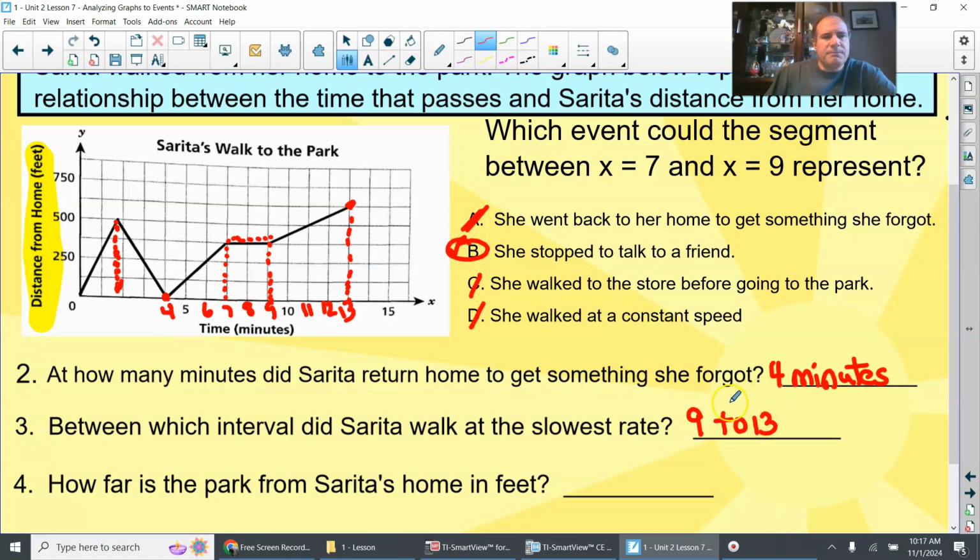How far is the park from Sarita's home in feet? And then I'm just going to go and make a dotted line all the way there. And I'm going to put some numbers in. If this is 250, this line here is 125. If this is 500 and it's going by 125, this is 375. 750 and then by 125 is 625. So it's 625 feet.